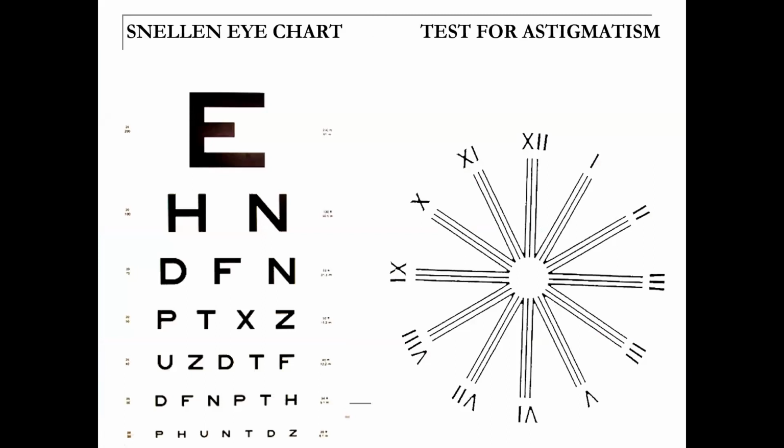The Snellen eye chart is the chart that allows you to determine visual acuity. We've often heard, your vision is 20/20. Well, what does 20/20 mean? The Snellen eye chart takes into account light rays bouncing off these different rows of letters.